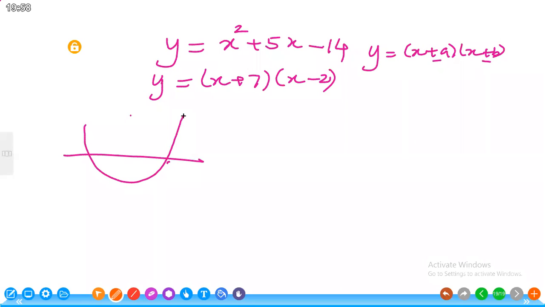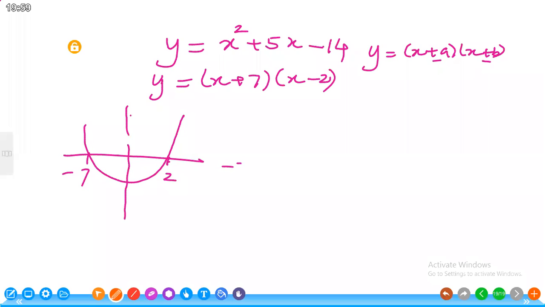What are the points where the graph intersects the x-axis? When y is equal to 0, x is equal to negative 7 and x is equal to positive 2. These are the points where the graph intersects the x-axis. Now, as you know, the graph is symmetric, so you find the mid value of these, that is the axis.